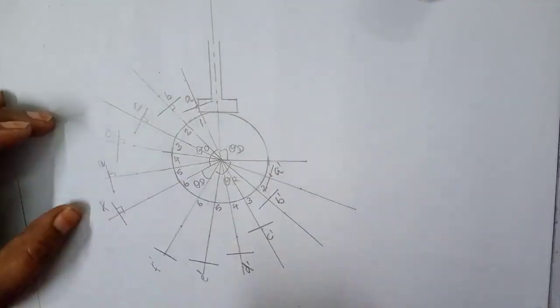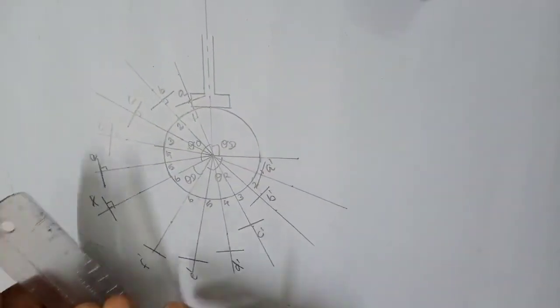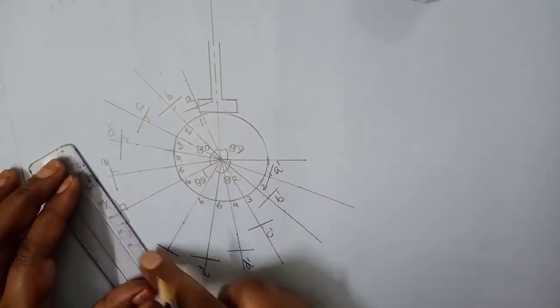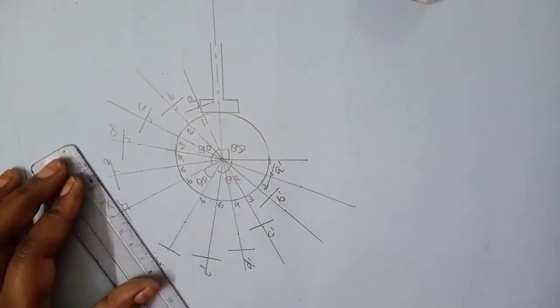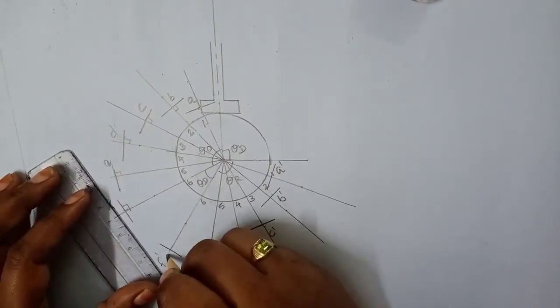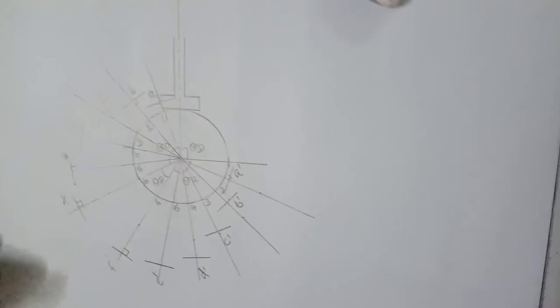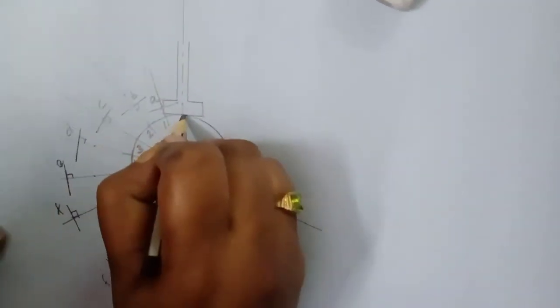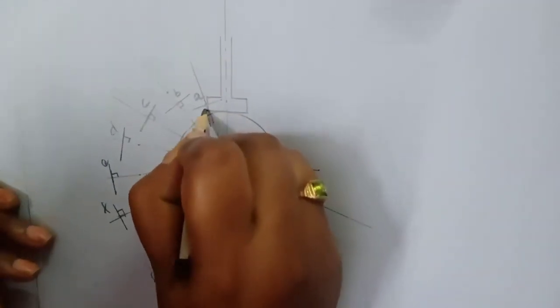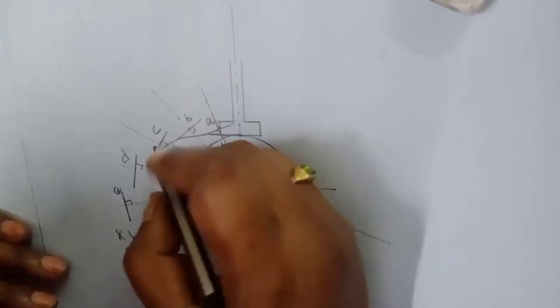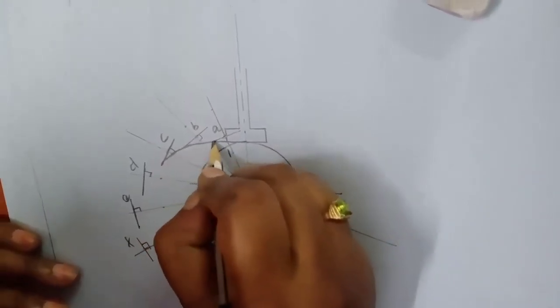So how can you draw this perpendicular line? Take your scale. This measuring line should match with this line, and the surface you will get as a perpendicular line. That is the easiest way to draw this perpendicular line. After drawing this perpendicular line, in the outstroke, just tangentially join the points here like this. Tangentially you have to join.